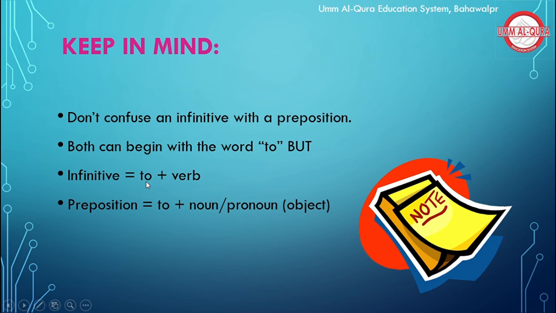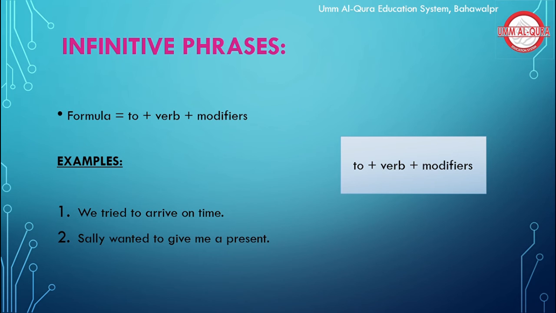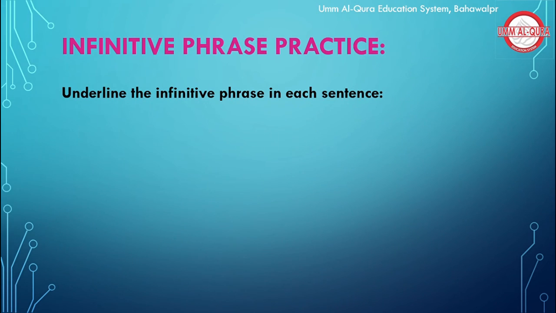Moving on, we have infinitive phrases. Very easy. Same formula but with the addition of modifiers, meaning further information. Example, we tried to arrive on time. Here to arrive is the infinitive but on time is the further information. So these four words are actually an infinitive phrase. Sally wanted to give me a present. To give is infinitive. Me a present is further information, a phrase which is an infinitive phrase.